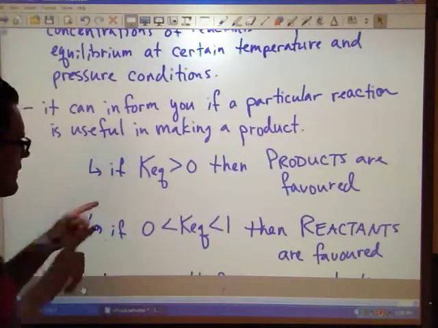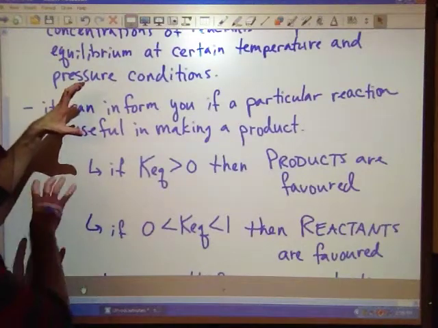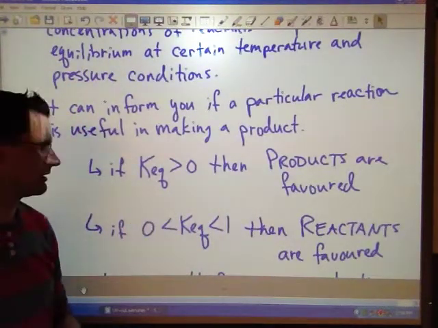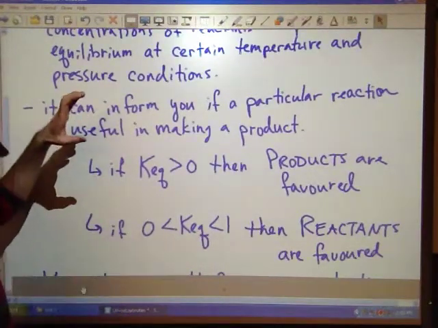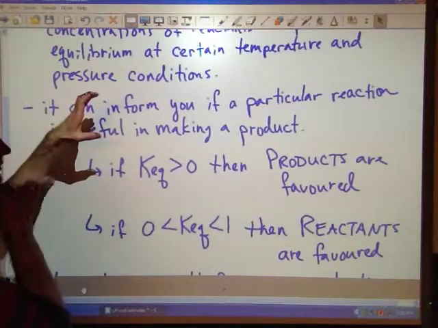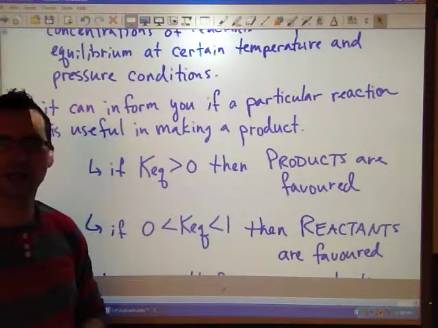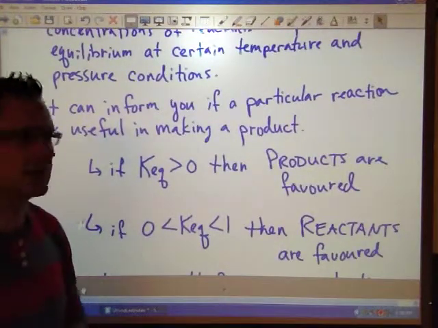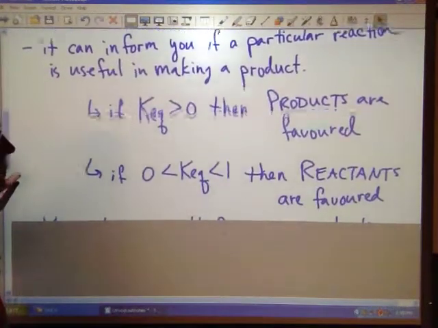If I get a large value for KEQ, that must mean I have a lot of products over a small amount of reactants, so I would say products are favored there. If KEQ is between 0 and 1, that means I have a small product value over a large reactant value, so I have more reactants. Reactants are favored in that reaction. So those values can help you decide whether a reaction is favorable to make a certain product.